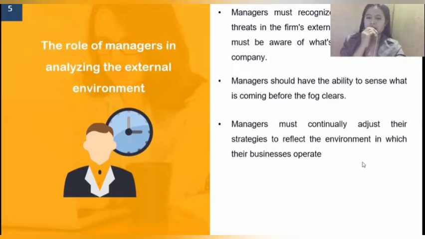Next, managers should have the ability to sense what is coming before the fog clears. This ability is called perceptual acuity, which means managers should sense what is coming and act immediately before others do, which makes it a competitive advantage. And lastly, managers must adjust the strategies to reflect the environment in which their business operates. Since the business industry is running at a fast pace, adjusting and creating strategies or approaches is needed for the business to continuously operate.